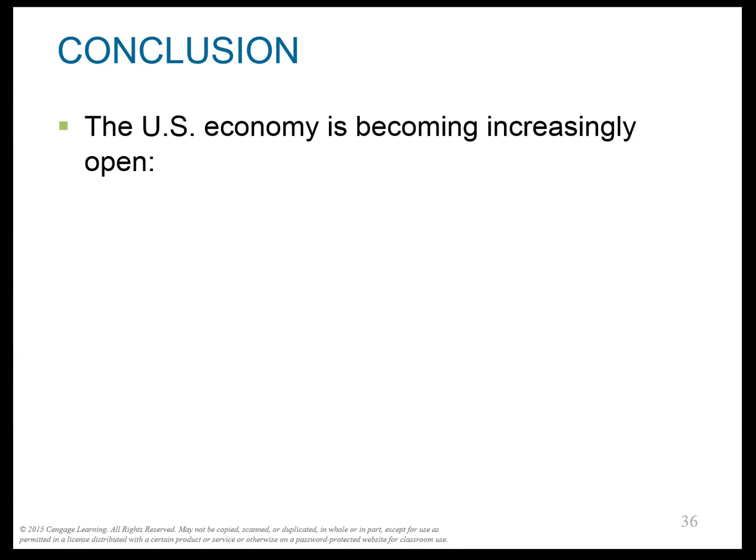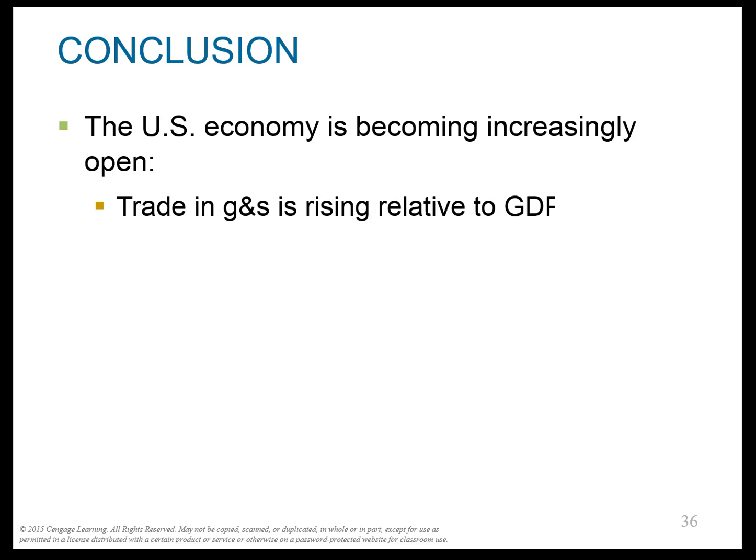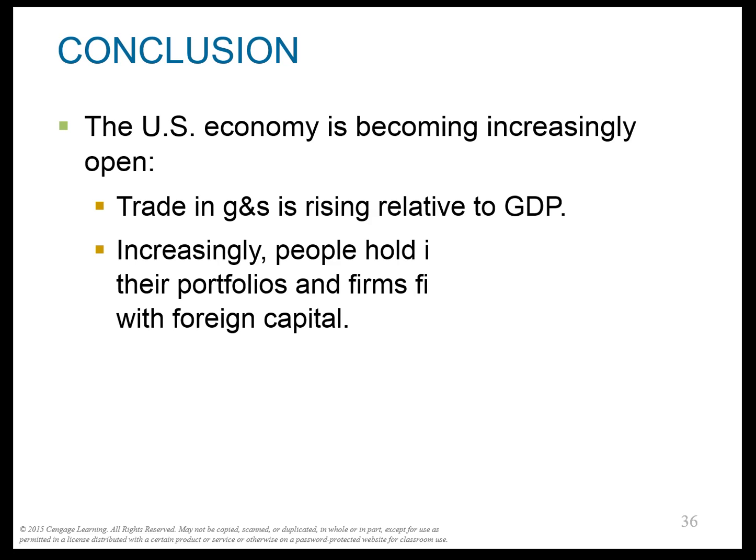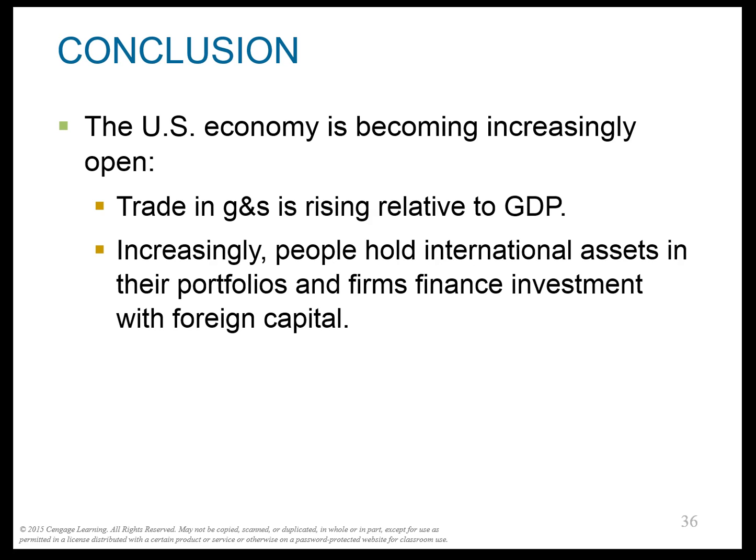Okay, so in conclusion, the U.S. economy is opening up. Remember, in the last chapter we saw that exports and imports have been growing for a number of years, and people hold international assets in their portfolios, and firms in the United States borrow capital from foreign countries to finance their investment.